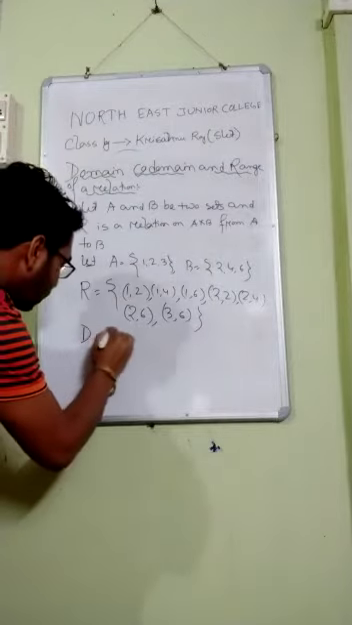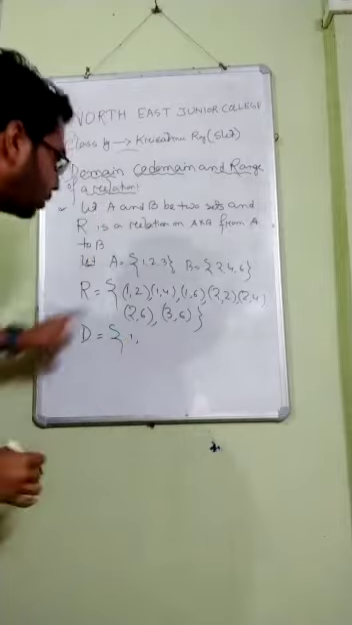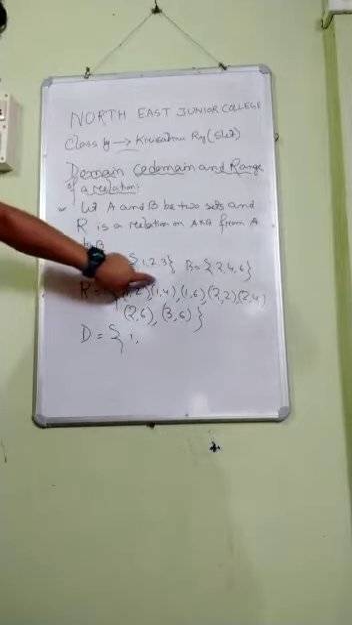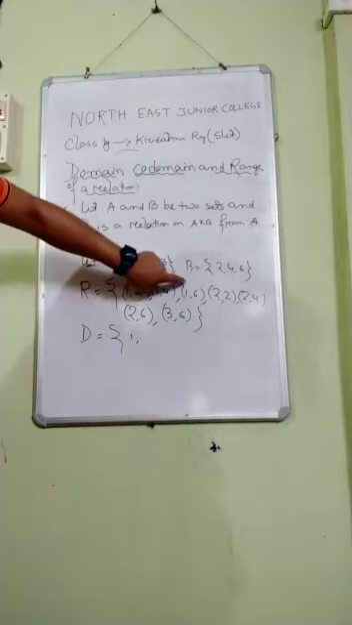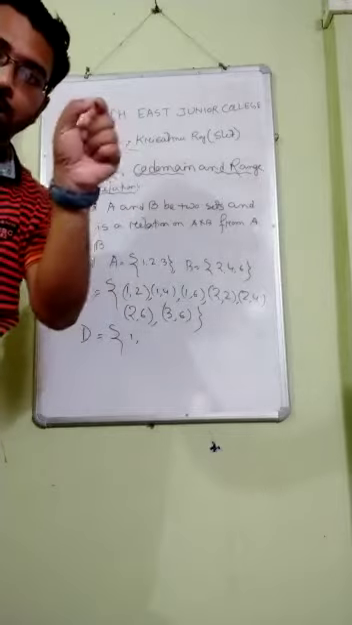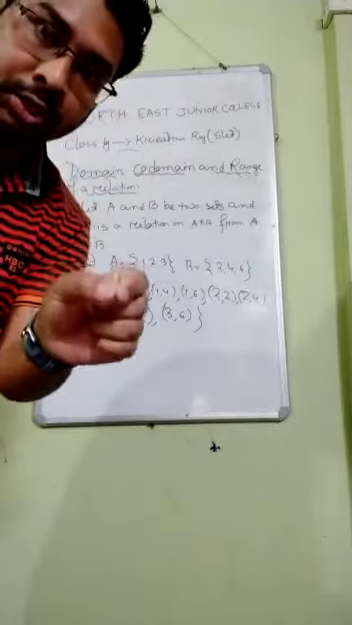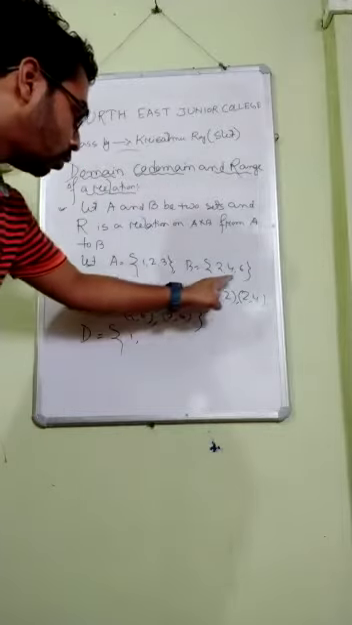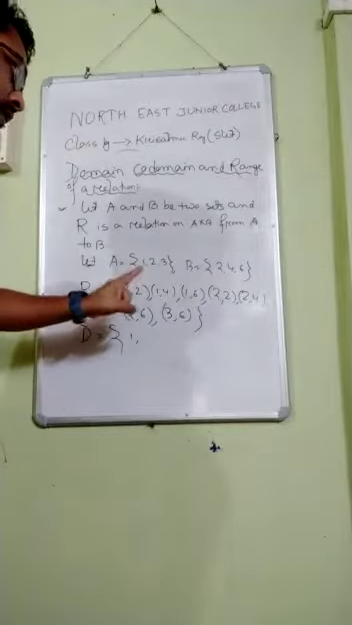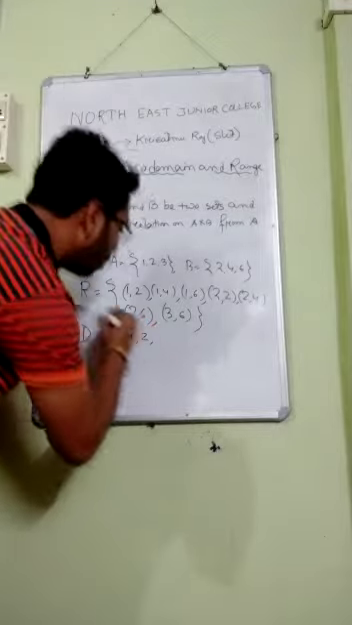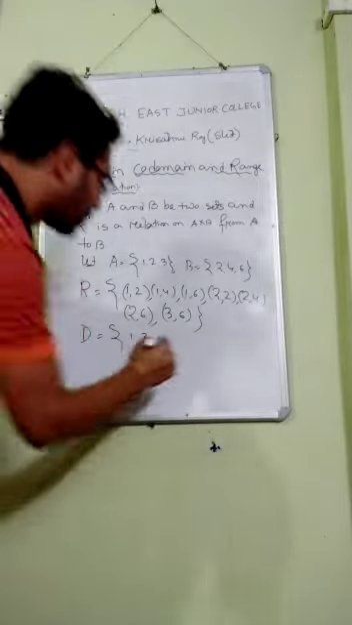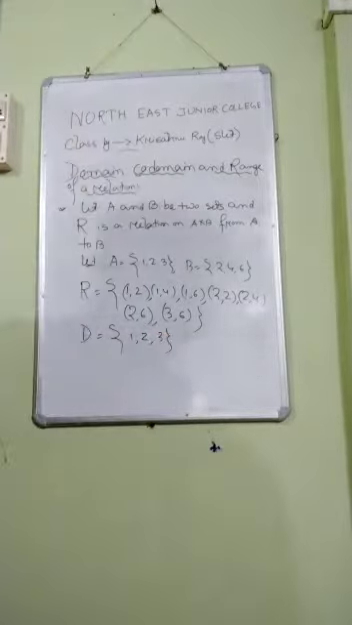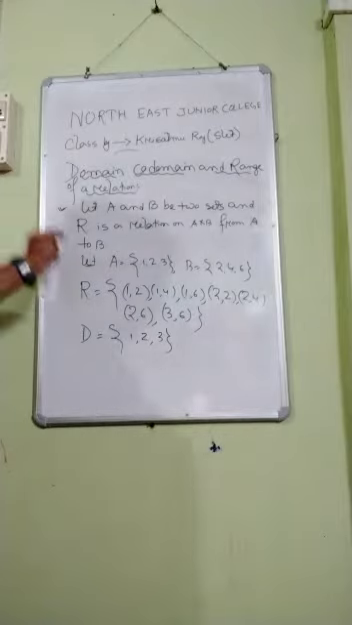So what will be the domain elements here? 1, 1, 1. So out of these three 1s we take only one 1, because in a set there should be no repetition. Now 2, 2, 2, so we take only one 2. Here is 3, so take 3.